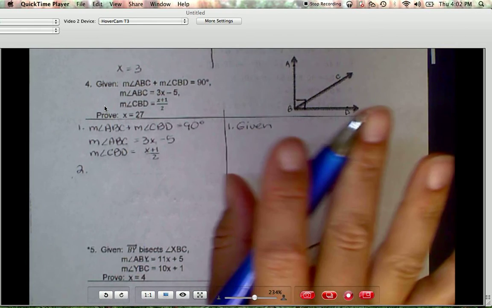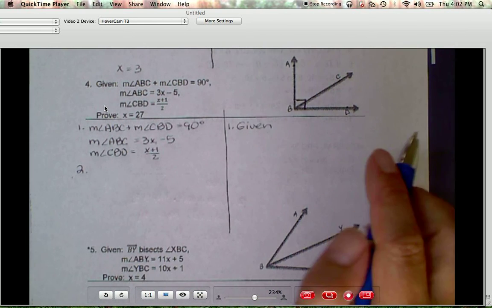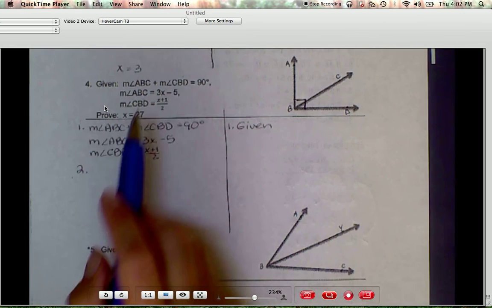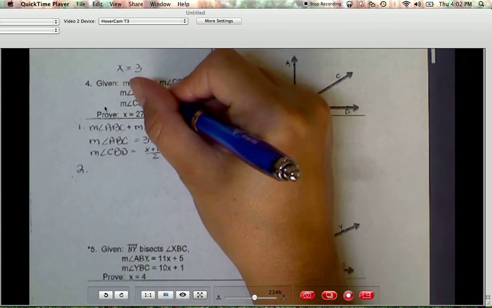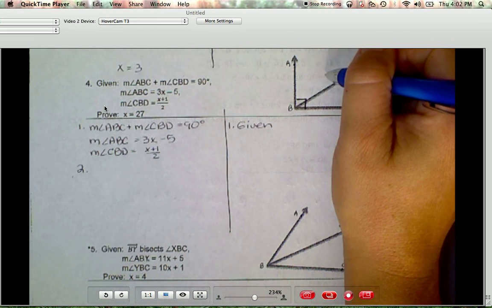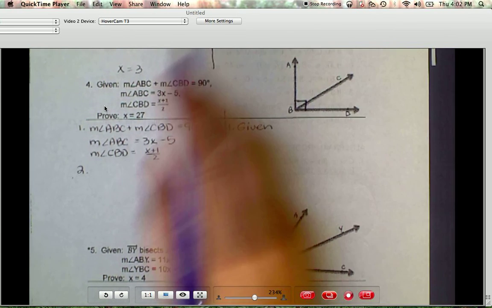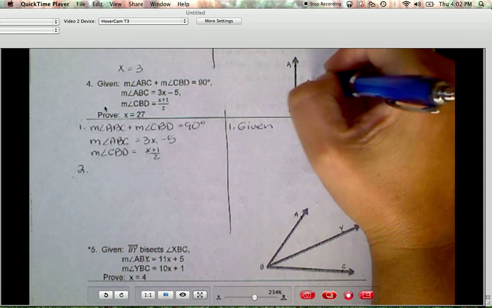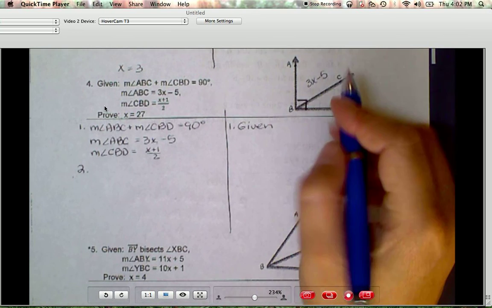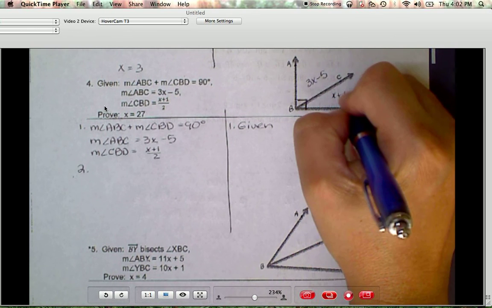Now we've got to pause for a moment and look at what we've got. It's helpful to label your diagrams. You should always label your diagrams; that's one of my number 1 rules. The measure of angle ABC is 3x minus 5. So ABC is 3x minus 5, and CBD is x plus 1 over 2.